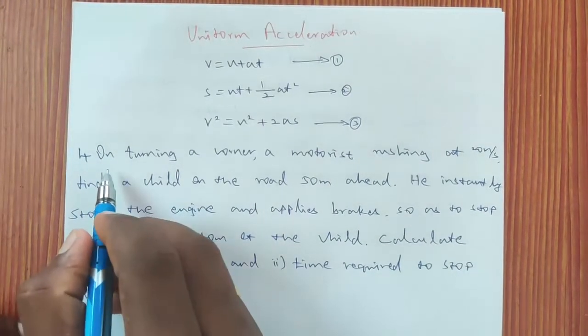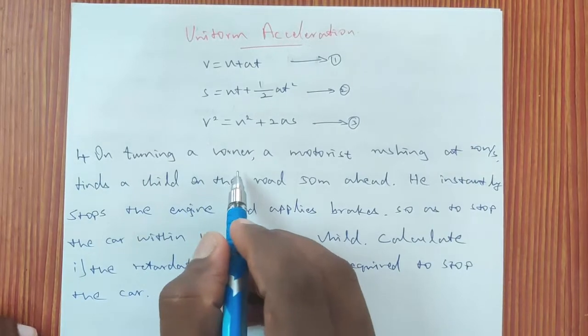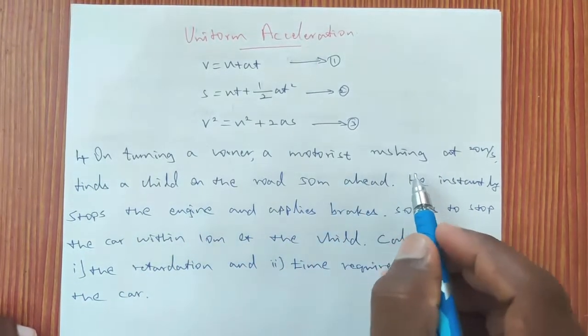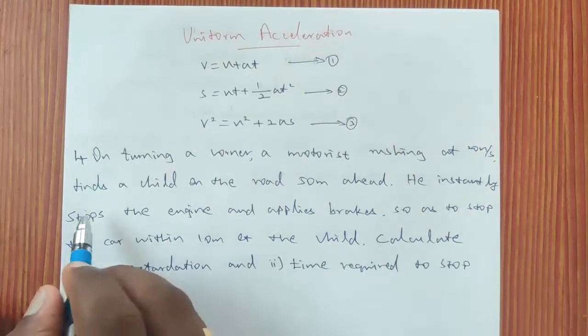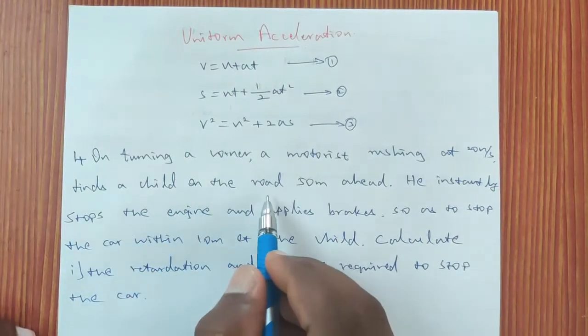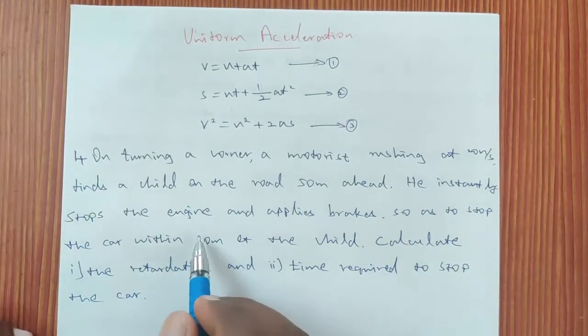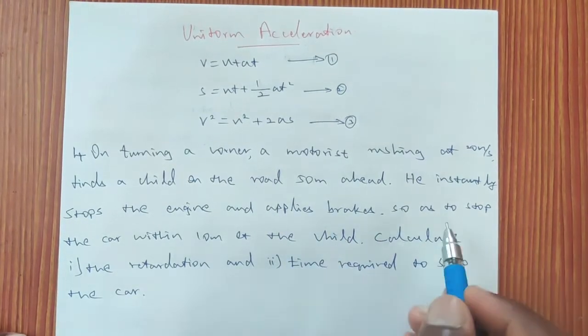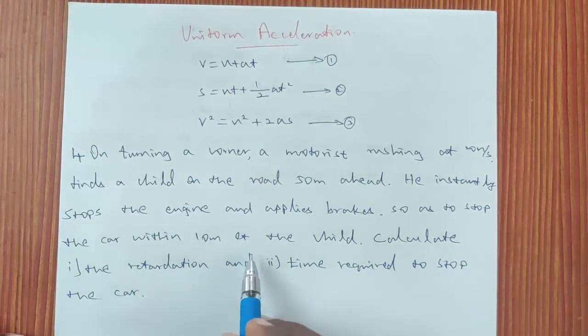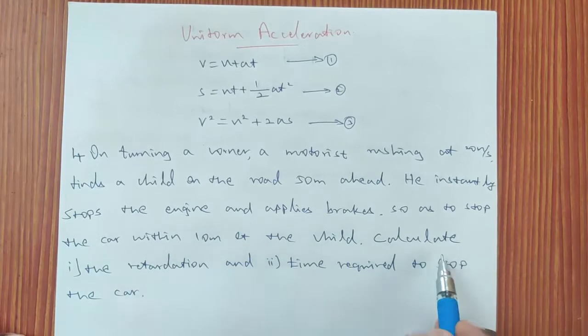The first problem is: on turning a corner, a motorist rushing at 20 meter per second finds a child on the road 50 meter ahead. He instantly stops the engine and applies brakes so as to stop the car within 10 meter of the child. Calculate the retardation and time required to stop the car.